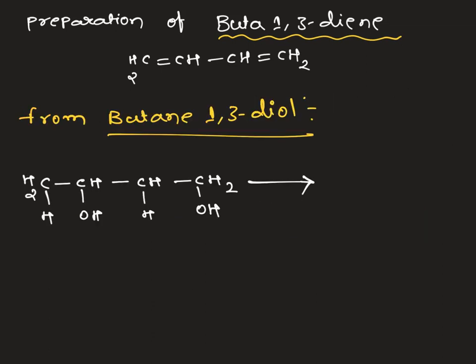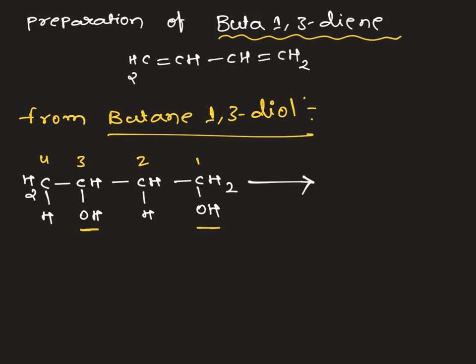The next method is from a diol. If we use a monohydric alcohol, we will get alkenes. If we use a dihydric alcohol, we get dienes. Dihydric means 2 hydroxy groups are present in the starting material. Here there are 4 carbons, and at the 1st and 3rd positions we have hydroxy groups. That's why I have written it as a diol, butane-1,3-diol, the starting material.